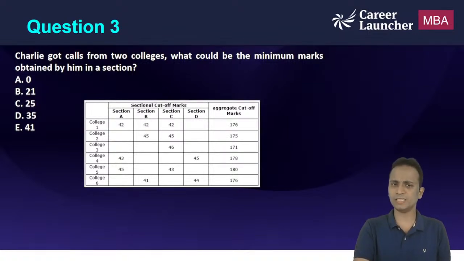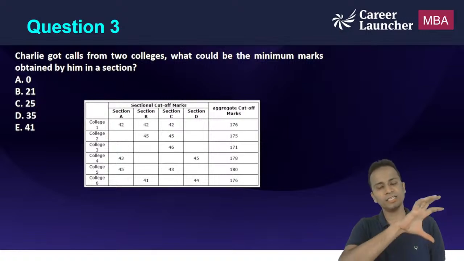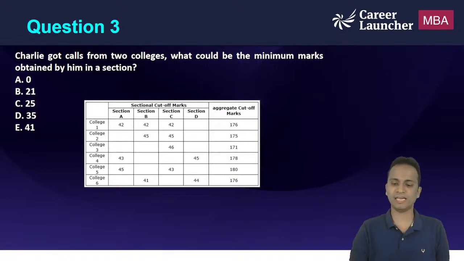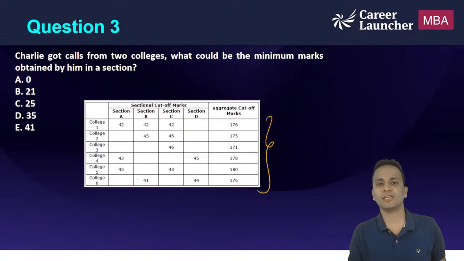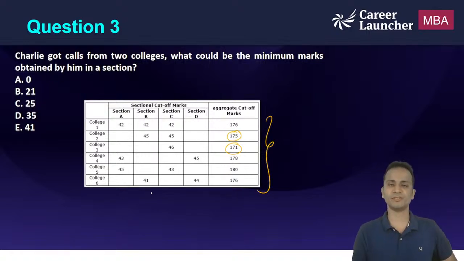Now this one is easy. If you look at the entire data that is given. Okay, check करें. Now got calls from 2 colleges. Look at the aggregate cutoffs. Aggregate cutoff minimum कौन सा है? 171, and then the second value is 175, right?